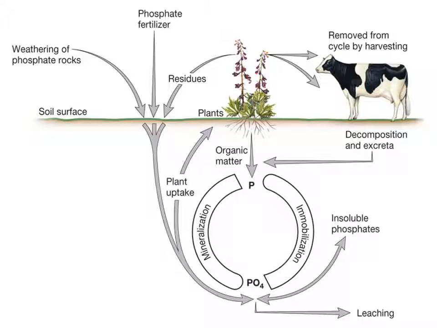Both plants and microorganisms rapidly convert inorganic phosphorus to its organic form, and this is called immobilisation. The phosphorus that's not converted can leach great distances or complex with cations to form relatively insoluble phosphate compounds.